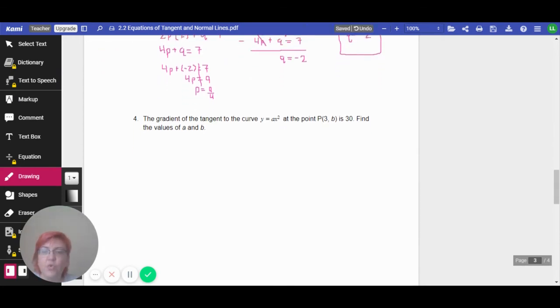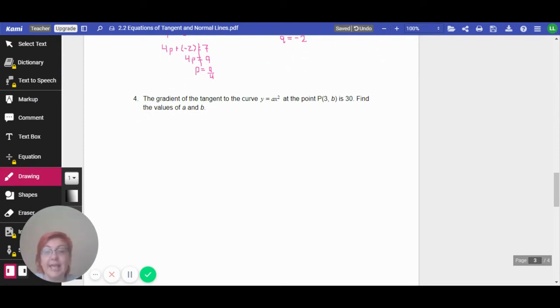One more example. The gradient of the tangent to the curve y equals ax squared at the point (3, b) is 30. Find the values of a and b. Okay. I know that x is here, so x equals 3. So to find b, I'm going to plug in x, and I know that y equals a times 3 squared, and that is 9a.